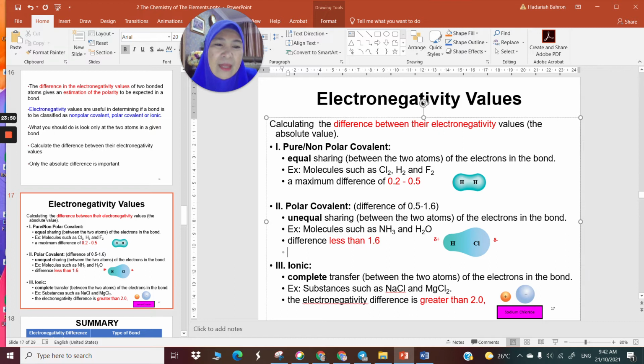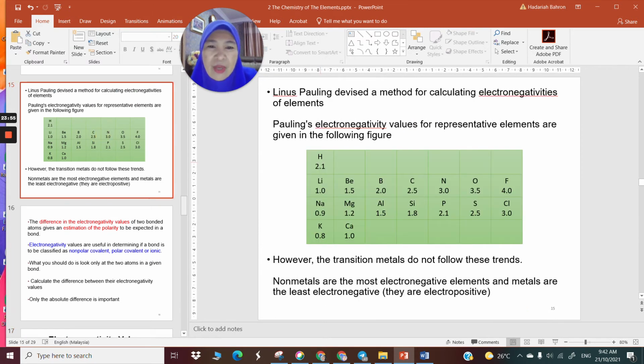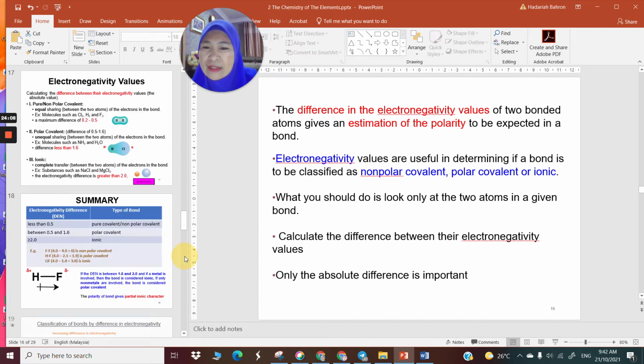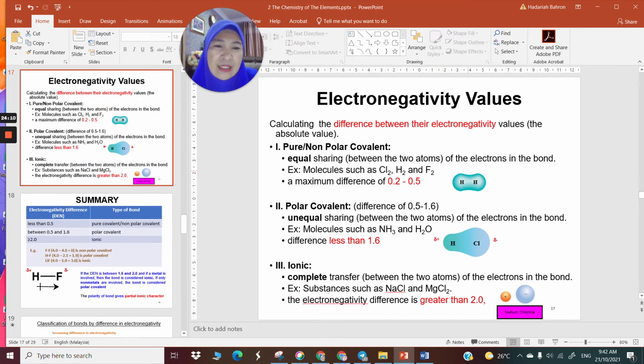Let's have a look at the difference between hydrogen and chlorine. Here, your hydrogen is 2.1 and your chlorine is 3. So 3 minus 2.1 is 0.9. So 0.9 falls between 0.5 to 1.6. So between hydrogen and chlorine, with the difference of Pauling's value being 0.9, you know you have a polar covalent bond.